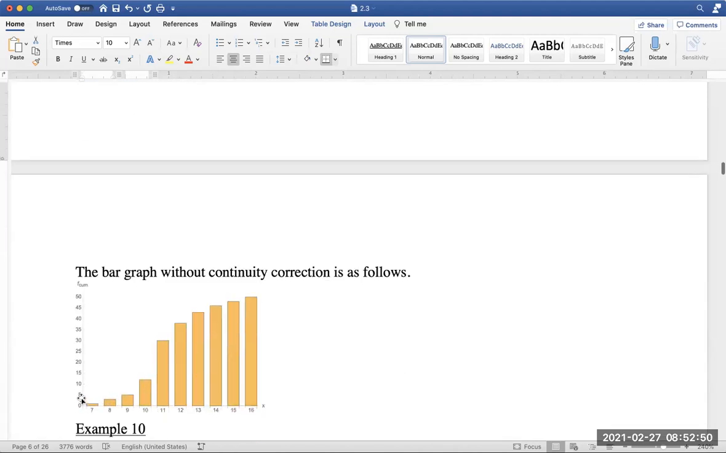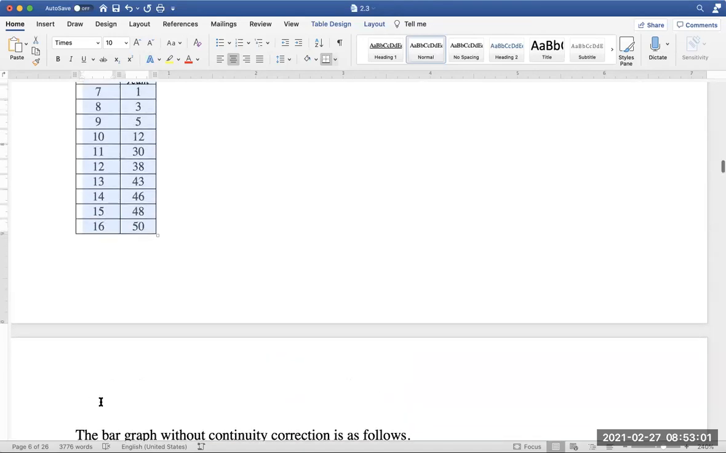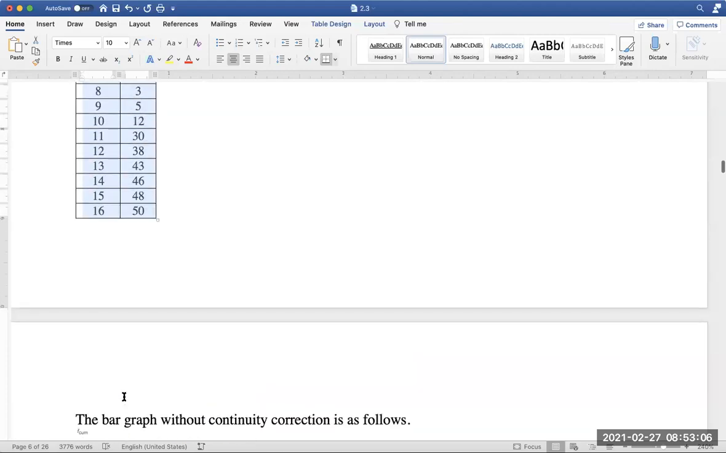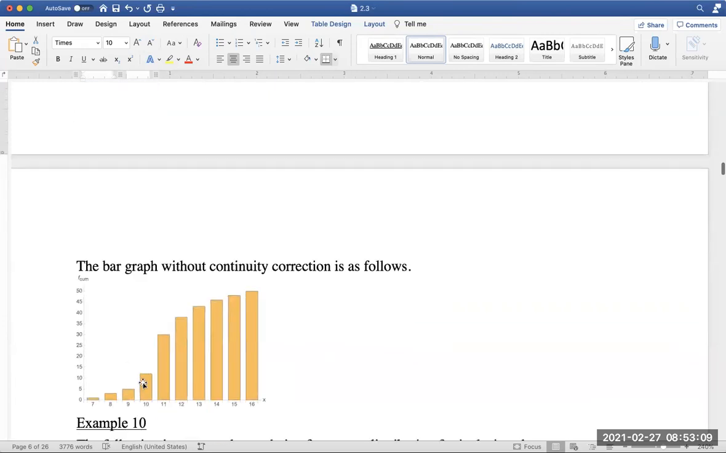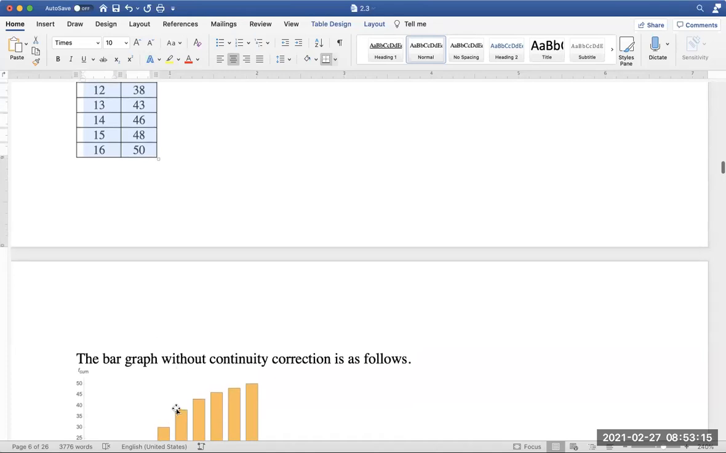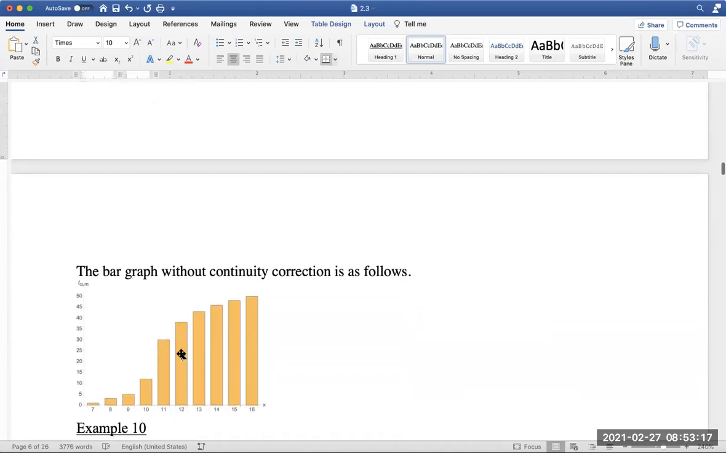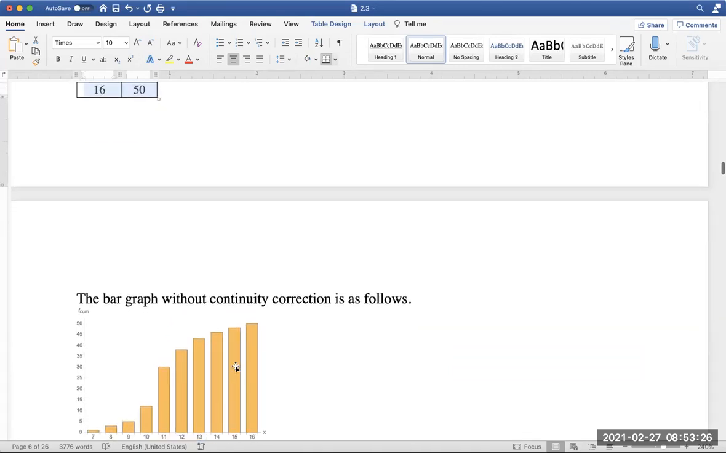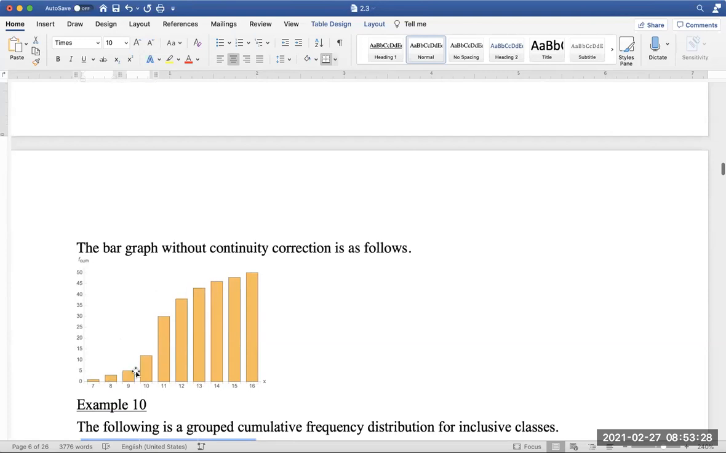And so let's draw the bar graph without continuity correction, because these are discrete data. And so I go 1, 3, 5, 12, 30, 38, 43, 46, 48, and then 50. So it looks something like this.